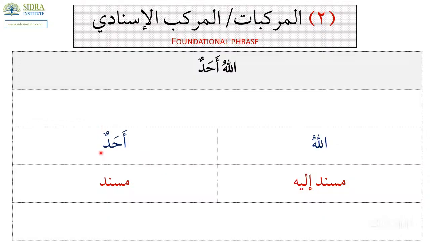So we're attributing the quality of one to the word Allah. So Allah, Ismul Jalala, will be known as Musnad Ilayhi, and the thing we're attributing will be known as Musnad. In this case, Ahad. So the Musnad Ilayhi and Musnad will group together to become Murakkabun Isnadiyun, foundational phrase, and because it's a complete sentence, it means Allah is one.